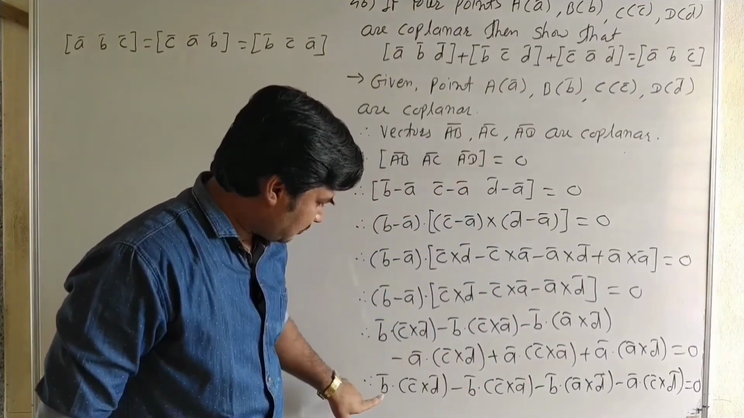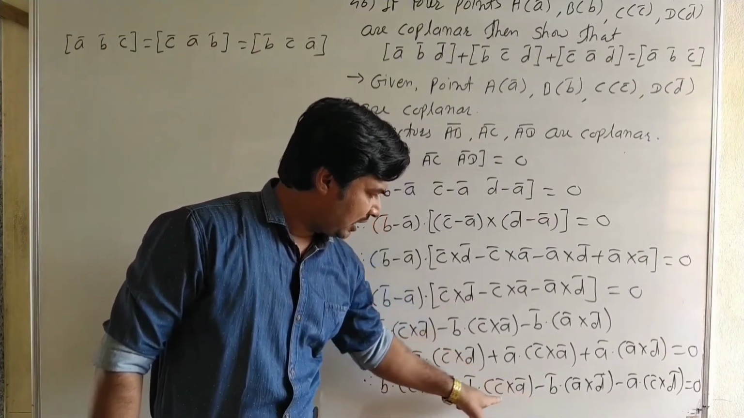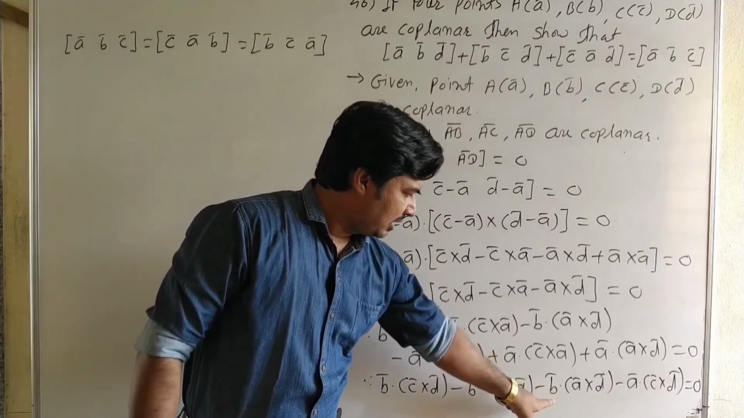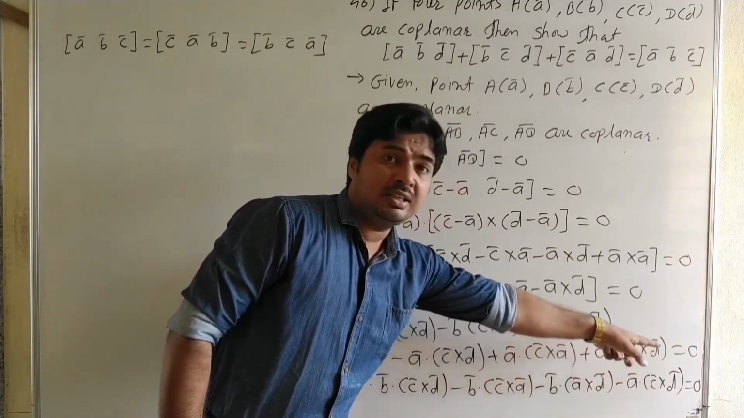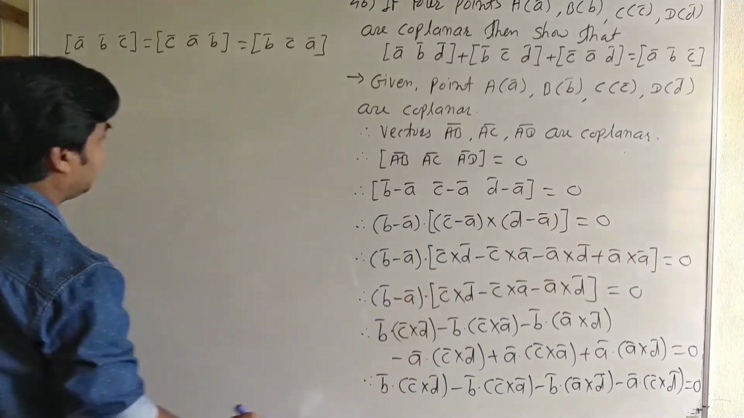Now here B, C, D, it is B, C, A. Now here it is A, B, C, B, C, A. It is B, A, D, and it is A, C, D. A, B, C, it is here. We can write this in the right hand side. Then we can write here.